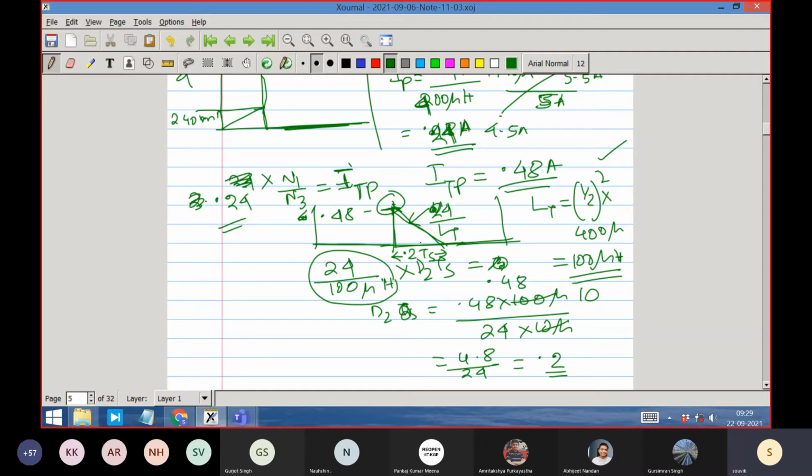I check: it is 24 volt, and 100 microhenry is the inductor, D2 Ts, and how much does it have to fall? 0.48 ampere, because the peak was 0.48. So D2 is coming out to be 0.2. So I am happy that D2 is less than 1 minus D. I am happy that it will do volt second balance. It will do resetting. And it is automatic. It will happen automatically.